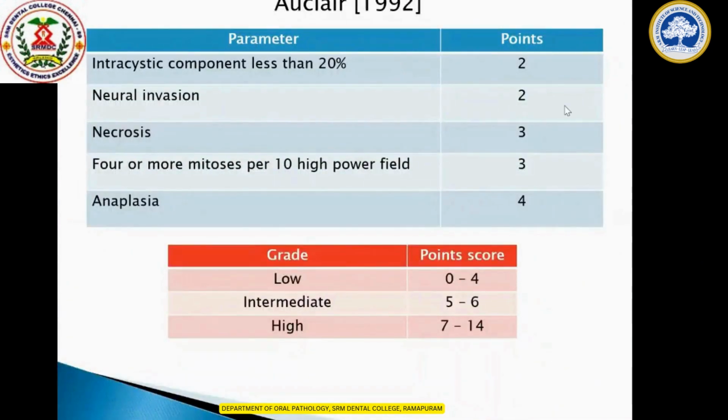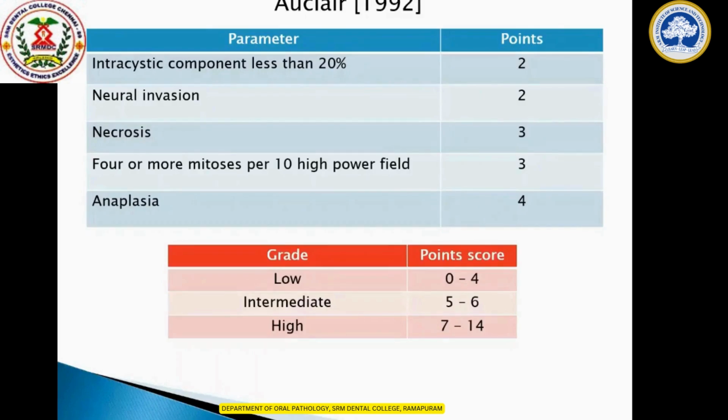And there's another criteria which was given. The parameters: your intracystic component, which will be less than 20%, the points given will be 2. Any neural invasion. I told, right, there's going to be necrosis. Along with necrosis in a high-grade tumor, there is going to be perineural invasion. What is perineural? You have a nerve bundle there, and surrounding that you will be able to see the tumor cells. That is the neural invasion or the perineural invasion. Next, necrosis can be seen, for which the points given will be 3, and 4 or more mitoses in 10 high power fields.